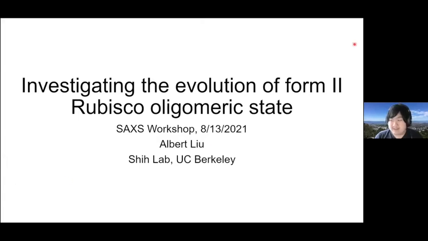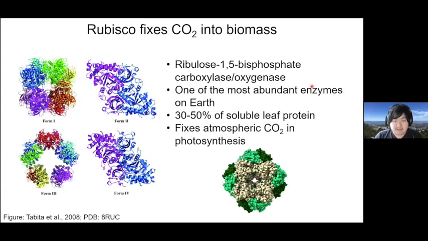But I'll be presenting on some of the work that I've been doing, a little niche of our lab, and we're investigating Rubisco. Specifically, the work that I'll be showing today will be mostly focused on what I've been doing over this last year and eating up all the shifts at SIBYLS, investigating the evolution of Form II Rubisco oligomeric state. And so a quick introduction slide.